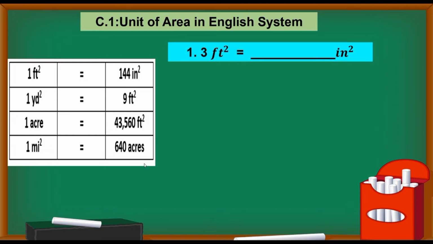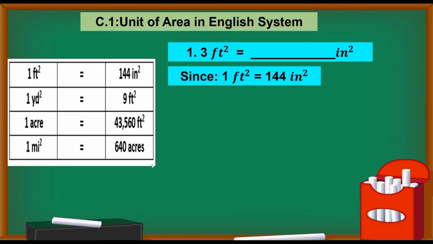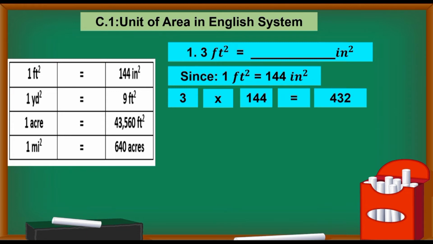So, let us have 3 feet squared. How many inches squared? Since ang 1 feet squared is equal to 144 inches squared, ang given po ay feet. So imumultiply po natin yung 3 times dun sa ilang inches meron ang 1 feet, that would be 144. So, 3 times 144 ay equal kay 432. Therefore, in every 3 feet squared, there is 432 inches squared. Yun po ang katumbas niya.